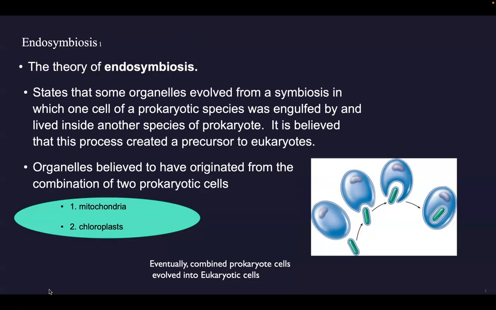When we talked about the theory of endosymbiosis, that's when we talked about how two prokaryotic cells ended up engulfing each other and one lived inside another prokaryotic cell as part of evolution. This is believed to be a precursor to the development of more complex eukaryotic cells. Organelles that are believed to have originated from the combination of two different prokaryotic cells are mitochondria and chloroplasts.